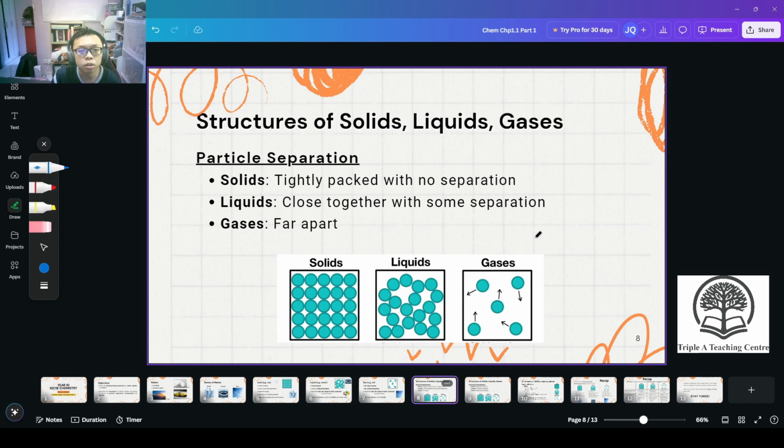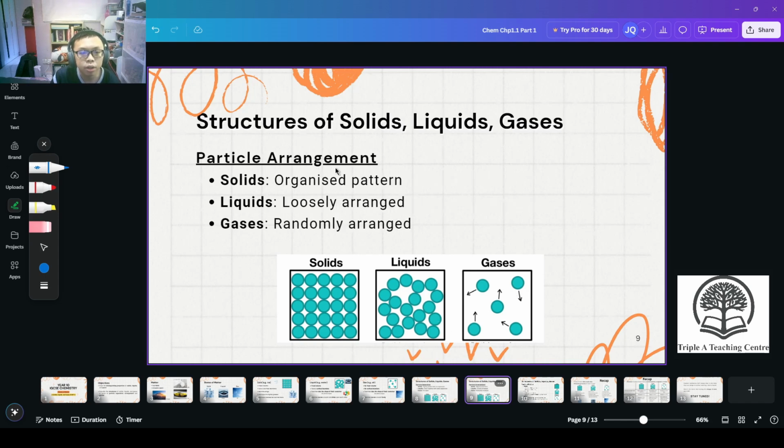So just now we learned about the properties of solid, liquid, and gas, right? Now we need to know their structures in terms of particle separation. Separation means how the particles are separated: no separation at all, just a bit of separation, or very far separation. In terms of particle arrangement, how they are arranged: is it very organized, random, or very very random? We need to know that.